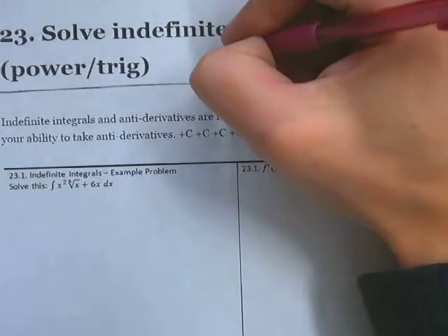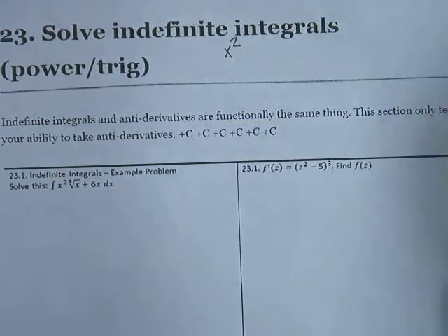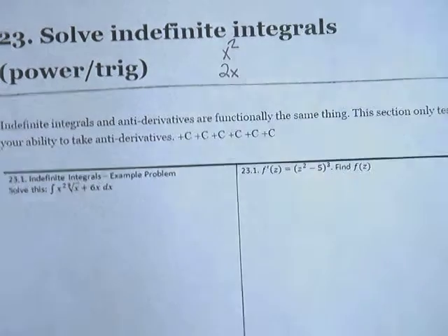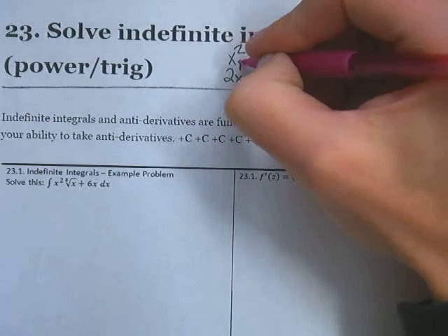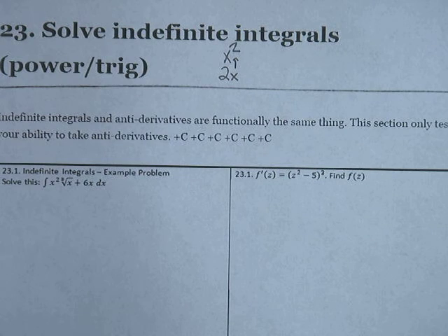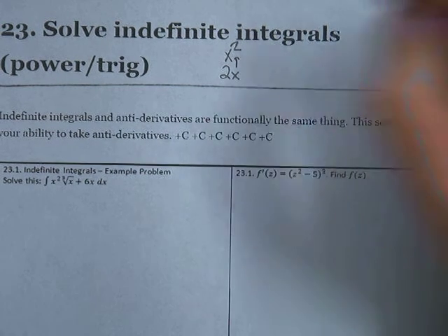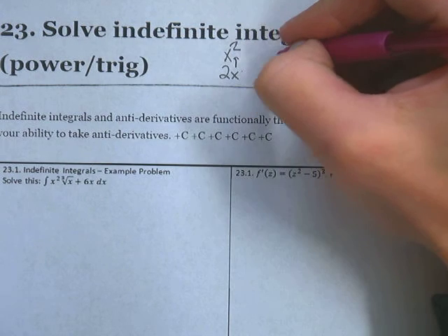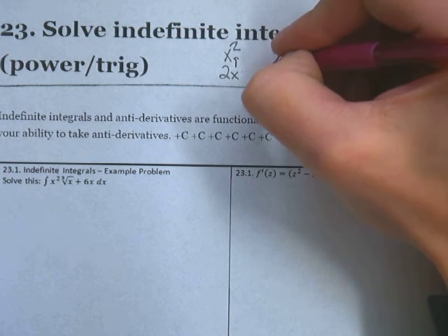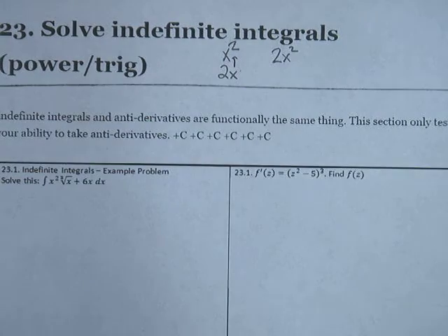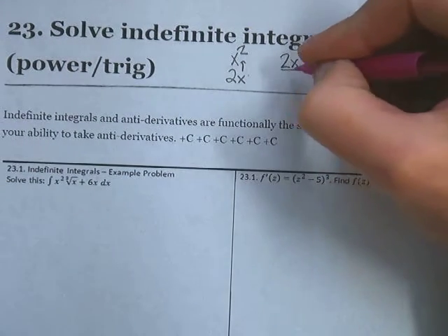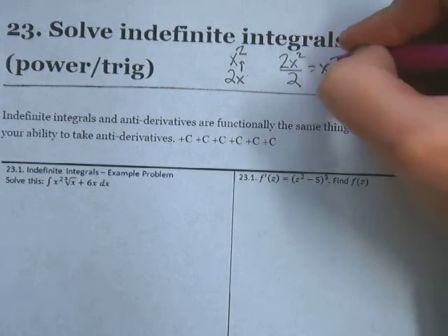So if we take the derivative of x squared, we get 2x. So how can we think about the way we go backwards from here to here? The way we do it with power functions is, from here, we'd raise the power by 1, so we'd write 2x squared, and we divide by the new power, so divide by 2, and that's x squared.